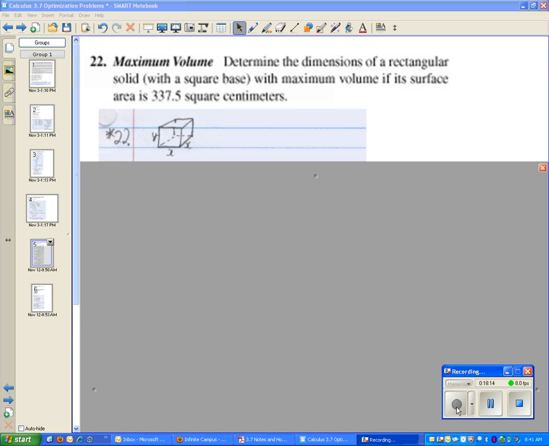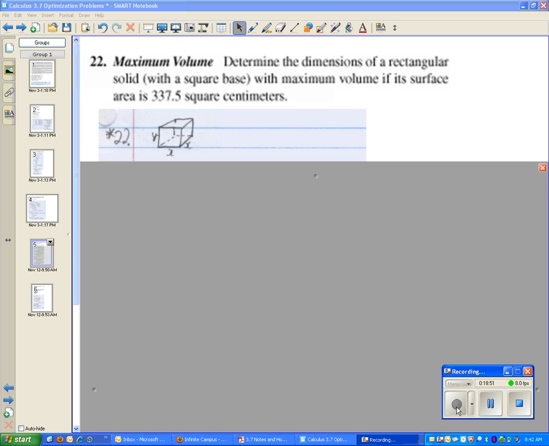And I've got to find the dimensions that give this a maximum volume. In other words, I've got 337.5 square centimeters of material to make the container. I want to make it in a shape that will allow me to put the most stuff in it that I can, which seems like a reasonable thing to want to do. You don't want to hold the least you can. That doesn't make sense.